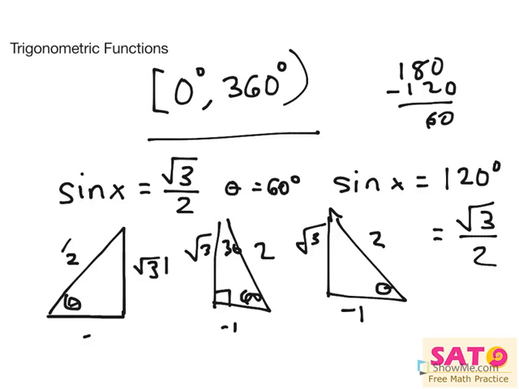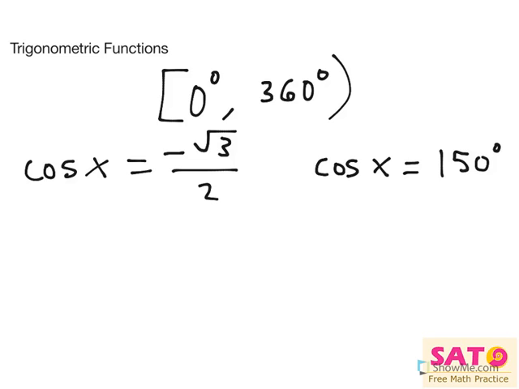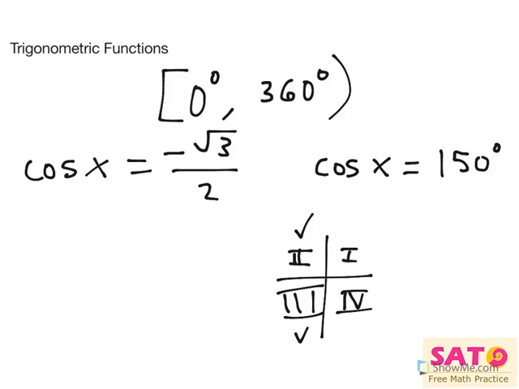Alright, let's try this with some cosines now. Let's solve for these two. Cosine of x equals negative square root of 3 over 2. Here it's negative, which means we have two options between the quadrants. 1 is not an option because it's positive. 2 it is, so check. 3 it is. And 4 is positive, so no. So we're looking at these two right here for negative cosines.